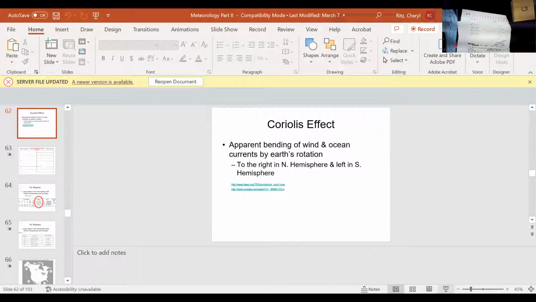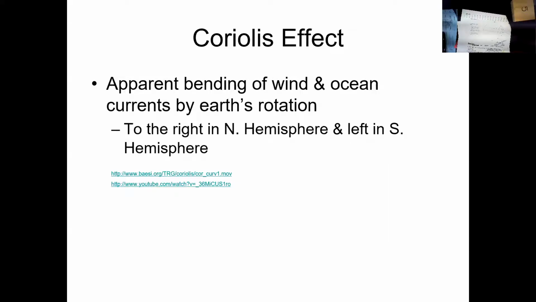Guys, the Coriolis effect, which is a weird word, is the apparent bending of wind and ocean currents by Earth's rotation. I'm going to demonstrate this to make it make more sense, but if you could write this on the top of page 28 to start. Winds don't blow in a straight line. They curve, and I'm going to explain why.